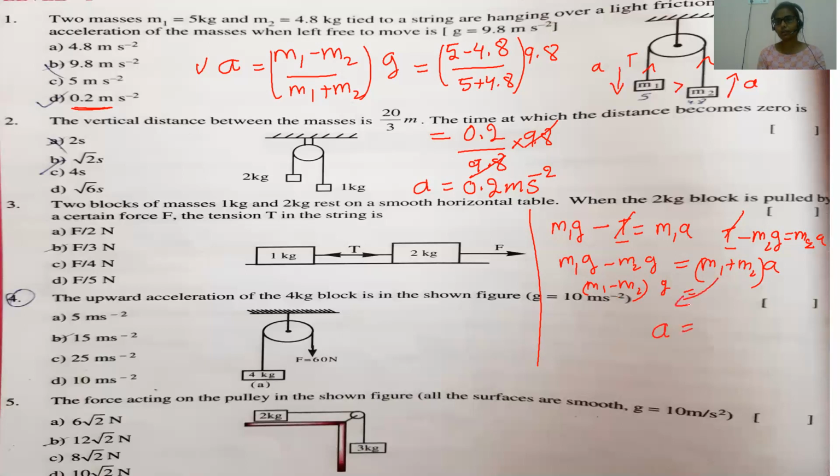This term you're going to send down. So write M1 minus M2 by M1 plus M2 into G. If you remember the formula, well and good, remember and solve easily. If you do not remember the formula, don't leave the question at any chance.